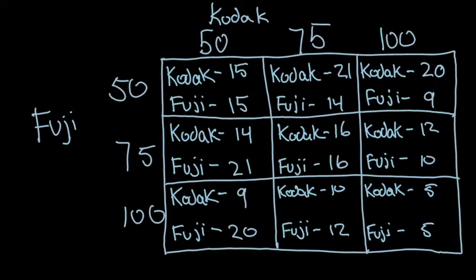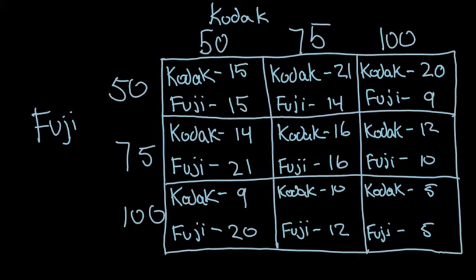So first what we will do is assume Fuji has a strategy of choosing 50 rolls to produce. Kodak will then want to produce 75 rolls of film, as they have the highest profit when Fuji decides to produce 50. Next, if we look at Fuji producing 75 rolls, Kodak would again want to produce 75 rolls of film, as they again have the highest profit.